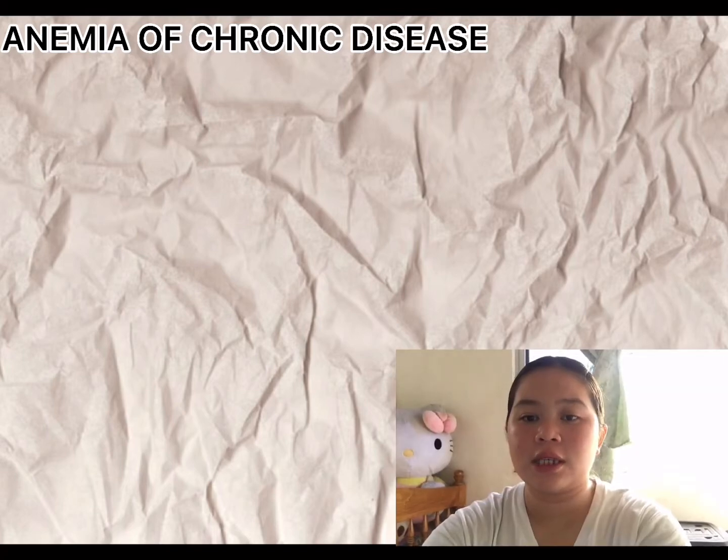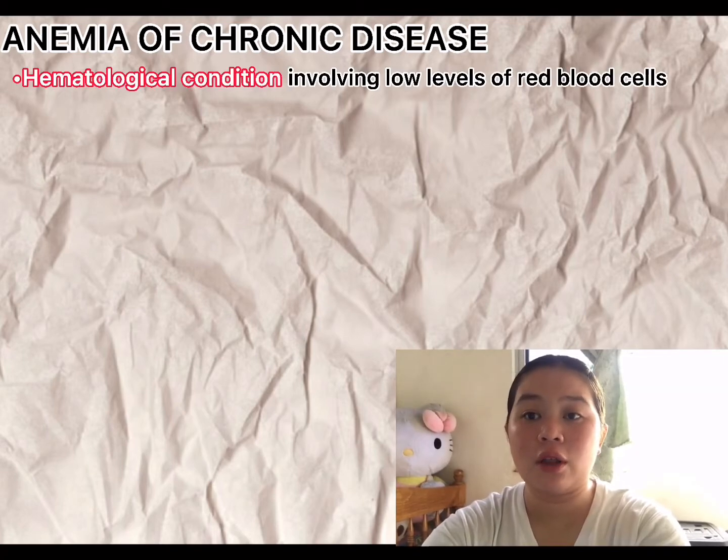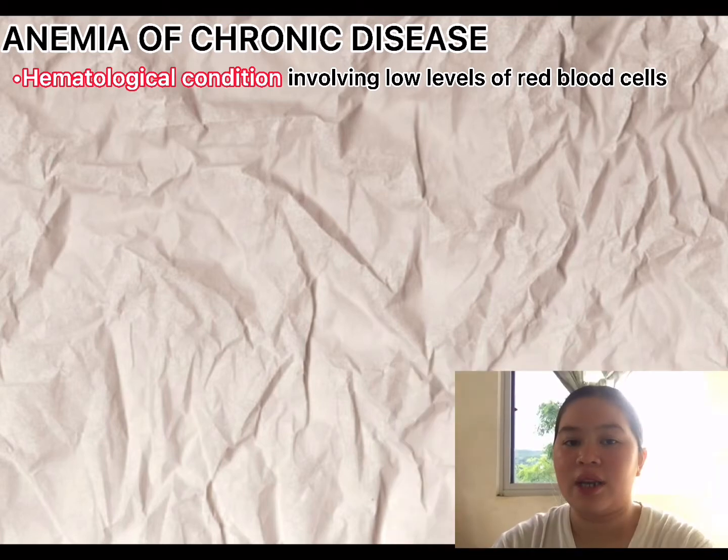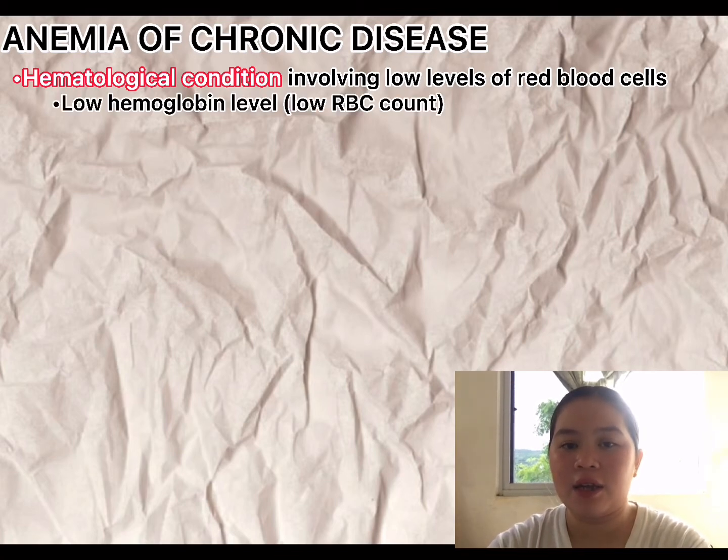Anemia of chronic disease is a hematological condition involving low levels of red blood cells. So this is essentially the definition of anemia, and more specifically, anemia is a low hemoglobin level. Anemia of chronic disease is when there are low levels of red blood cells or a low hemoglobin level in the context of a chronic inflammatory condition. We'll talk a bit more about that in a moment.